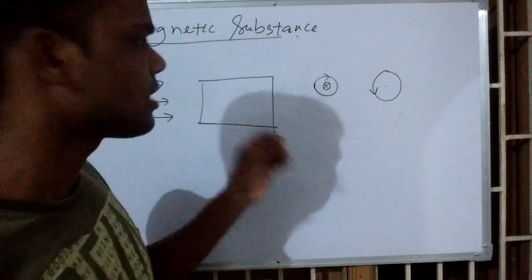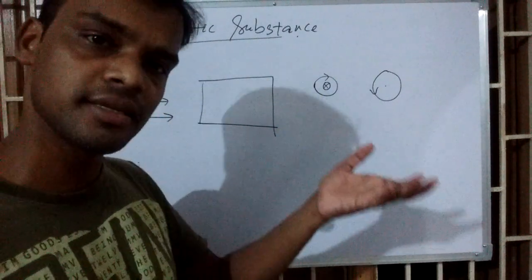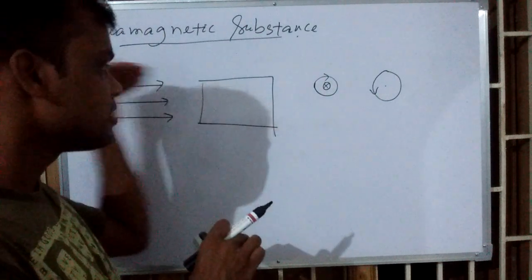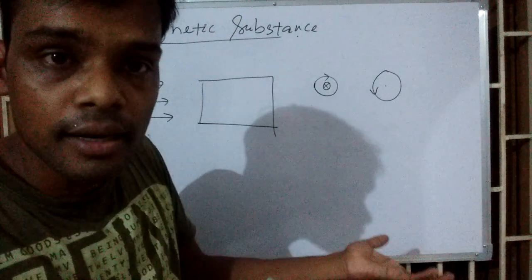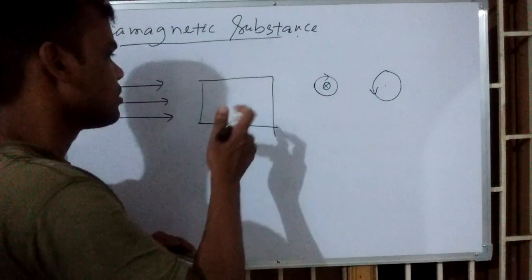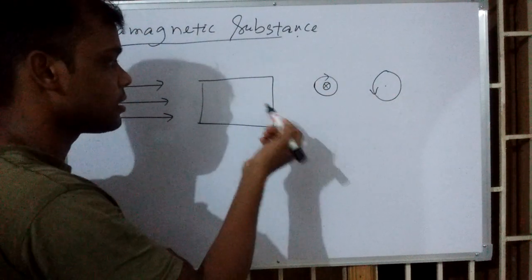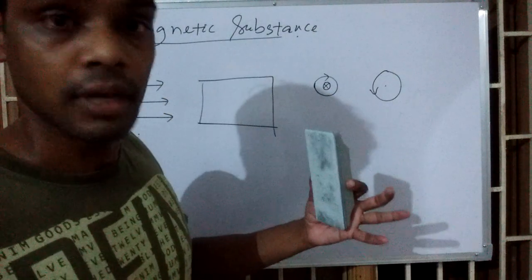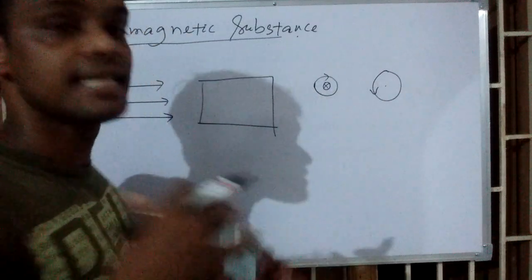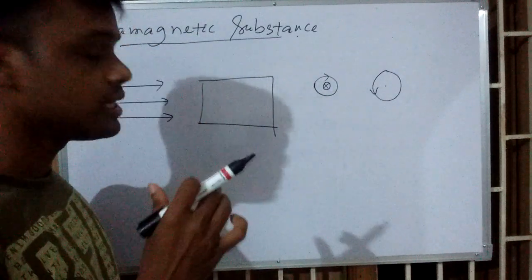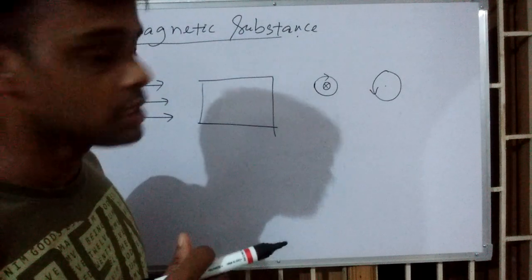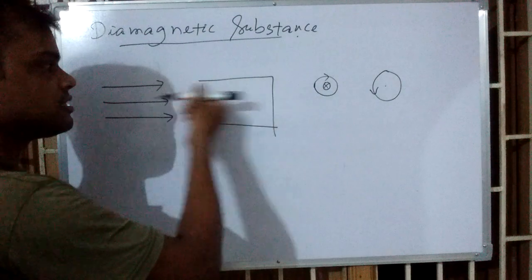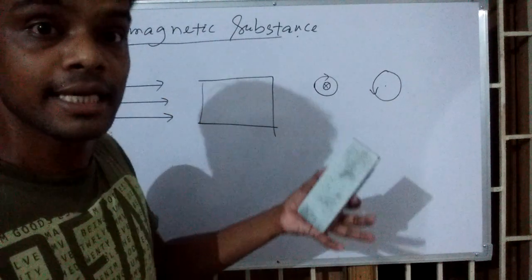If they slow down, their current decreases. If their current decreases, the magnetic moment also decreases. That means the magnetic moment in this direction inside the material becomes weaker. Now the electrons rotating and producing magnetic moments in this direction speed up. They increase their speed. If the speed increases, then the current also increases. If the current increases, then the magnetic moment also increases. That means in this direction the magnetic moments get increased.